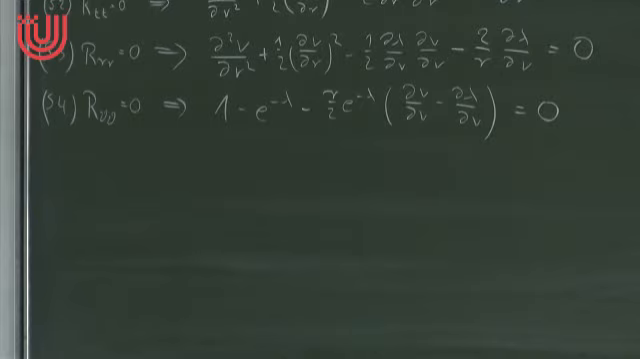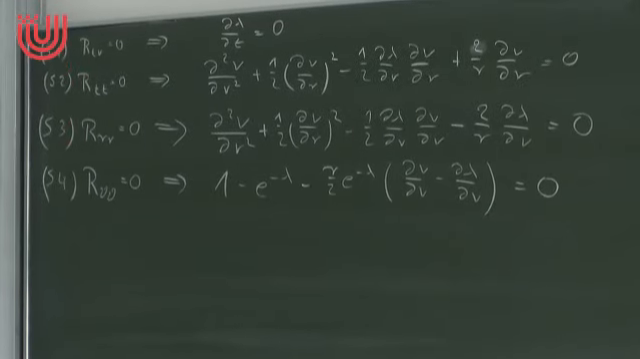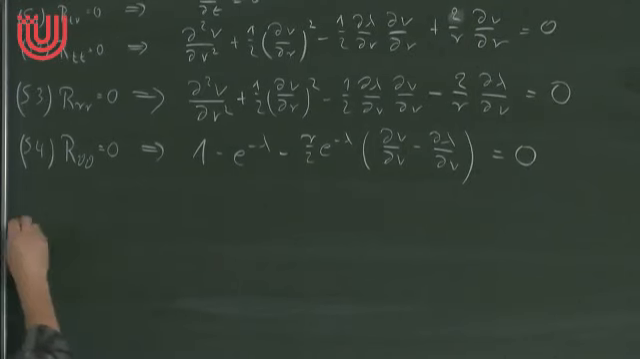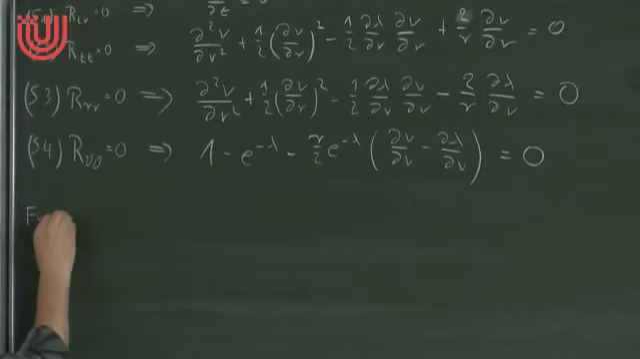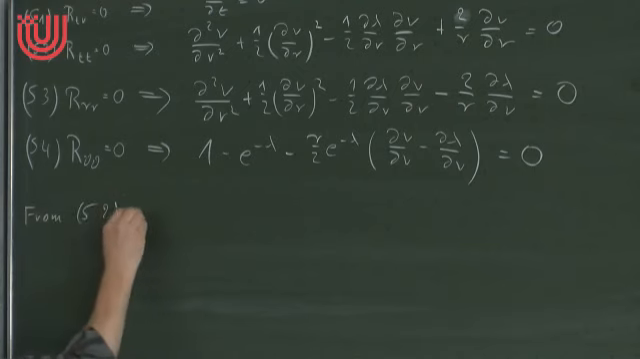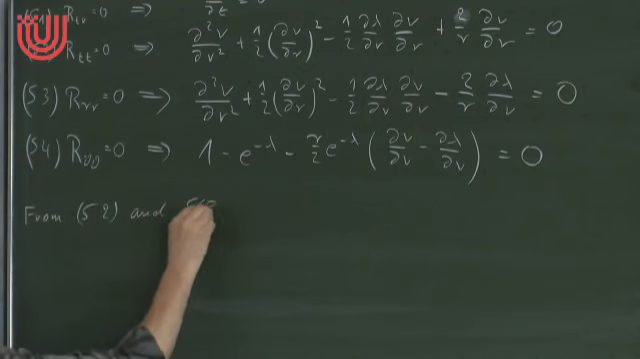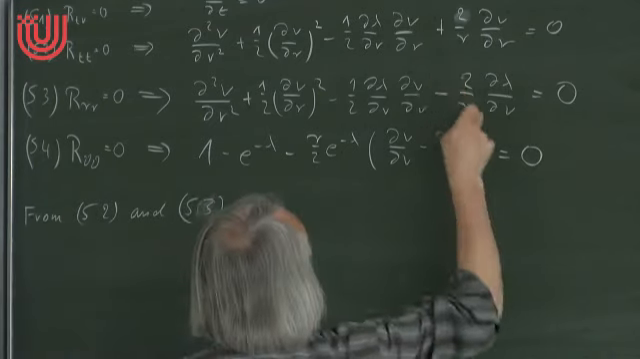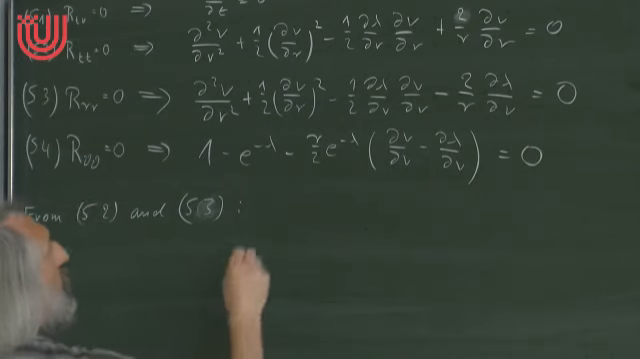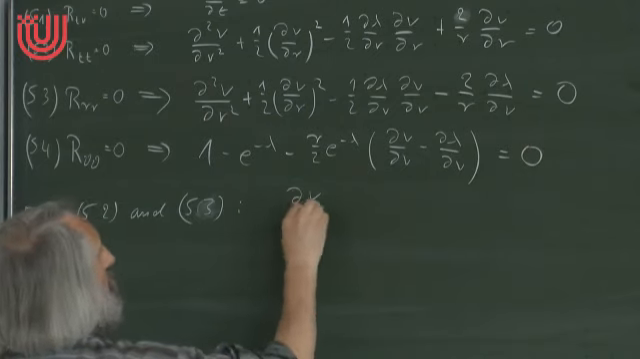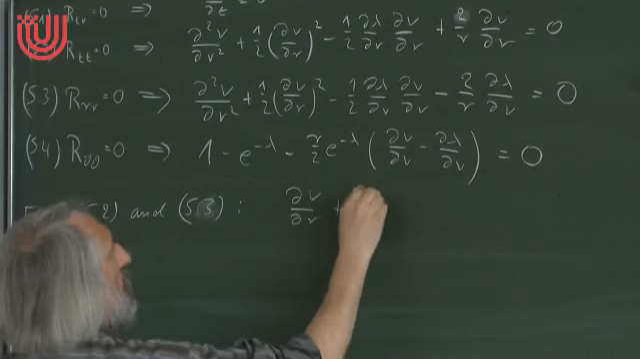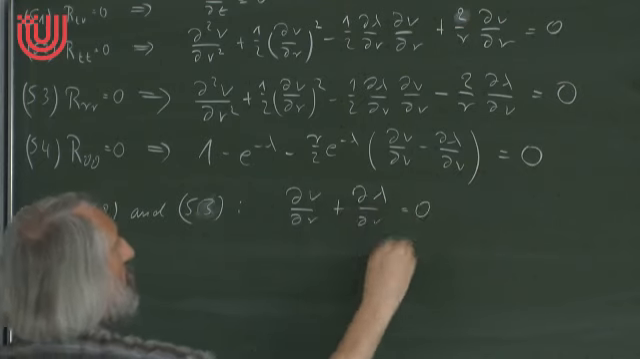Well, S2 and S3 look very similar, right? So I think it's an obvious idea to subtract one from the other. Then we get just that the sum of these two terms must be equal. So we get dν/dr. I subtract the equation, so I get this with a plus sign. And this is 0.